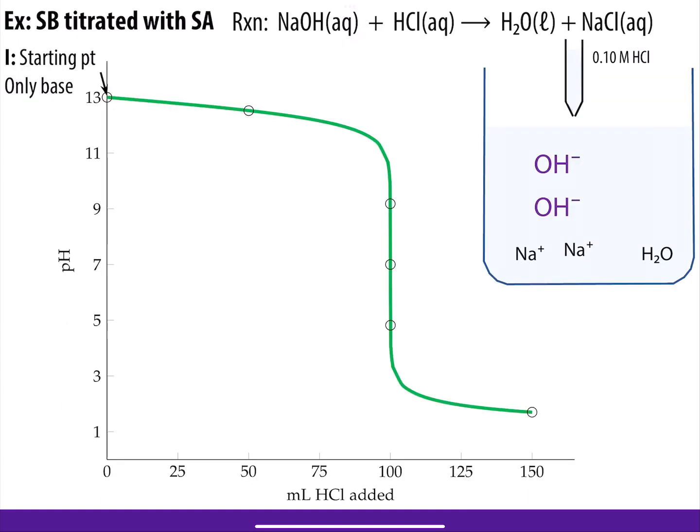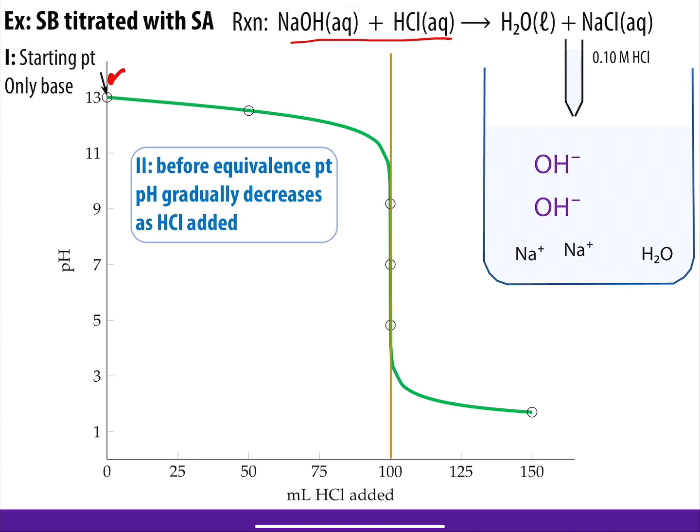This is what this looks like on a chart showing pH on the y-axis and milliliters of HCl added on the x-axis. So in this case, our balanced reaction is shown up above, and the picture of what's going on in the solution is shown on the right. Now at the left, we've got the starting point here with only base. Now as we start adding that HCl, we're going to start gradually approaching this equivalence point.